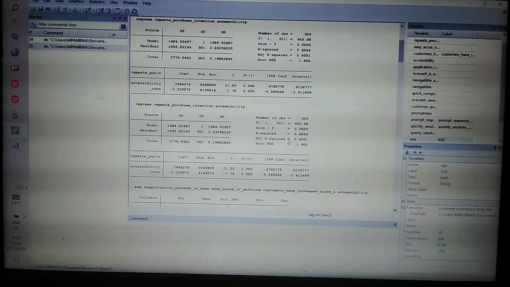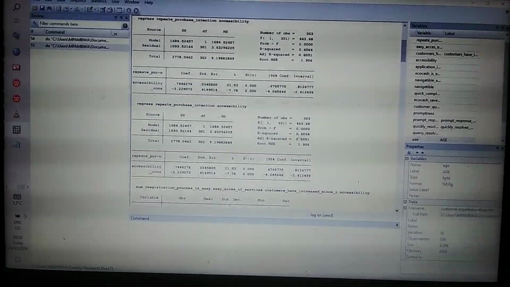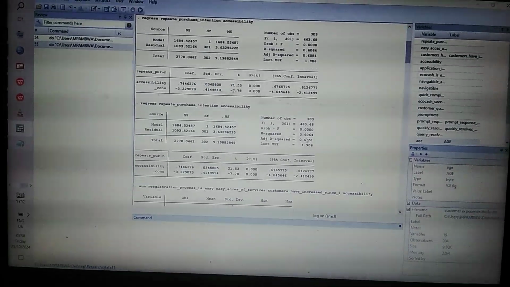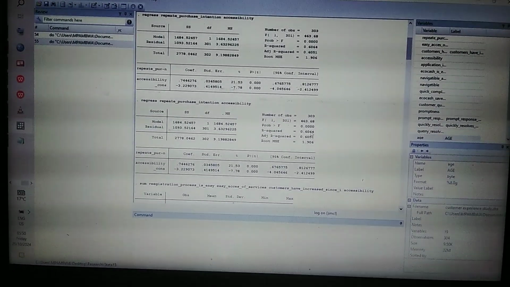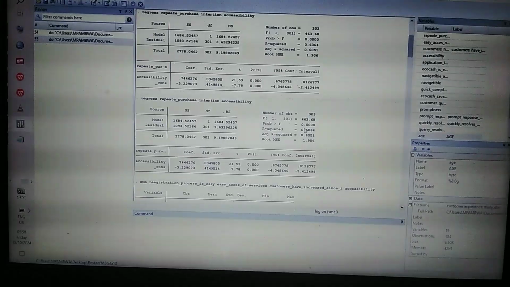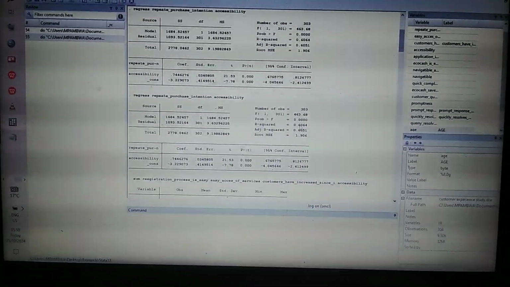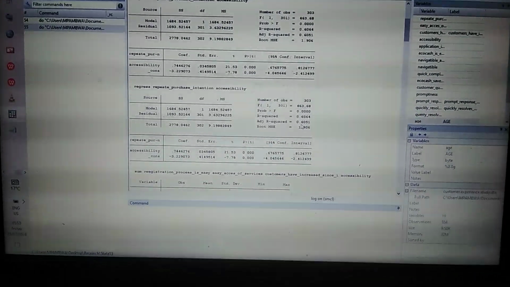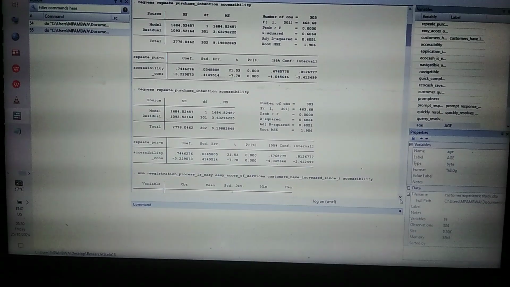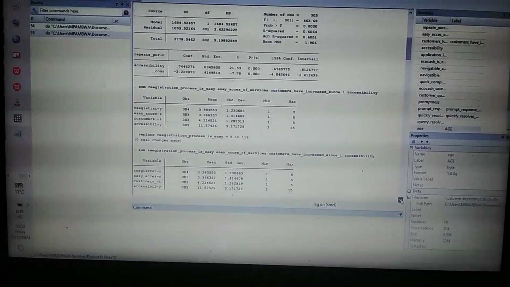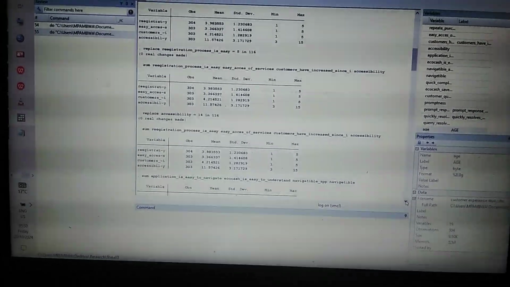And here you see, it says R squared. R squared tells us what percentage of the variation in the repeat purchase intention is caused by the explanatory variable. It means about 60% of the repeat purchase intention is being contributed by that explanatory variable, accessibility. So this is how you explain a binary regression.